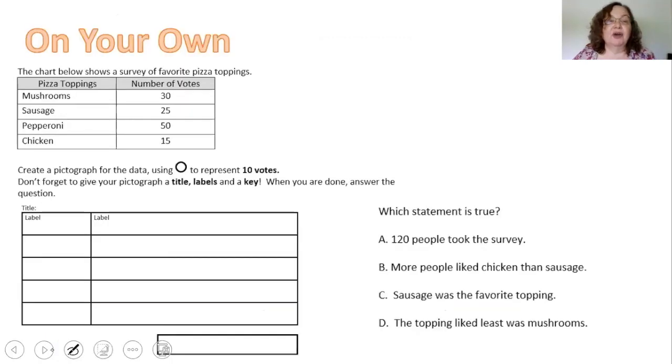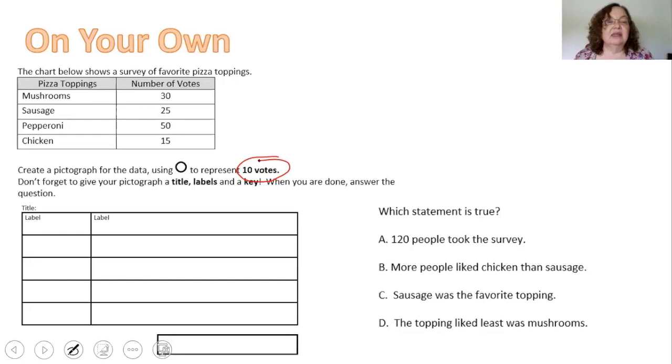So now on your own, you see on your practice set, the chart below shows a survey of favorite pizza toppings. And I see it's labeled pizza toppings and number of votes. And the pizza toppings are mushrooms, sausage, pepperoni, and chicken. Now continue reading with me. Create a pictograph for the data using a circle to represent 10 votes. Ooh, that's something to remember. 10 votes. Don't forget to give your pictograph a title, labels, and a key.